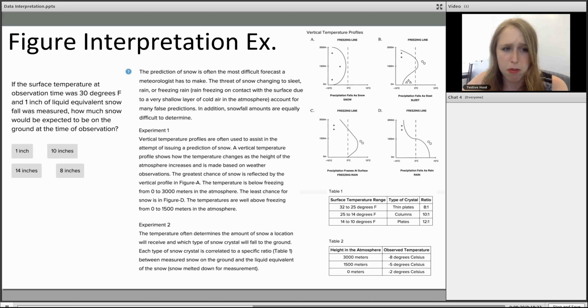Here's an example from this passage. It tells us that the surface temperature at the observation time was 30 degrees Fahrenheit and 1 inch of liquid equivalent snow was measured. How much snow would be expected to be on the ground at the time of observation? Okay, so we know it's 30 degrees. So let's look at our table that talks about different temperatures in Fahrenheit. So we know we're going to look at this.